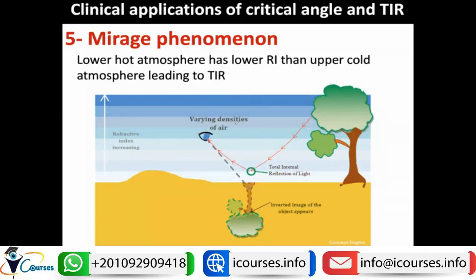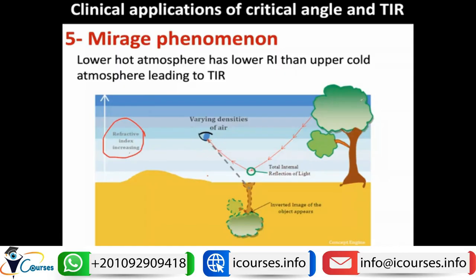In hot weather, you can see that the hot air is adjacent to the sand. For example, this is a desert, and this is the sand. The hot air is more toward the earth, so that is hotter. Then as we go up, the air becomes colder. As we go to the colder air, the refractive index will increase.